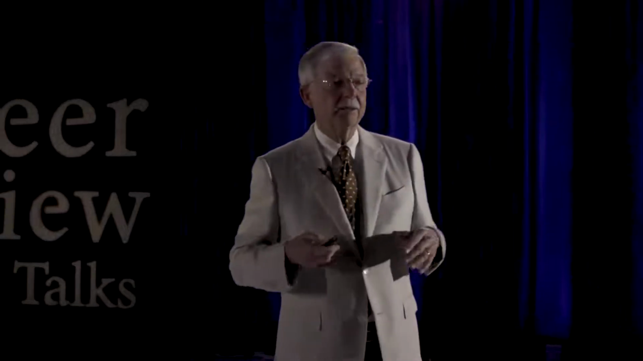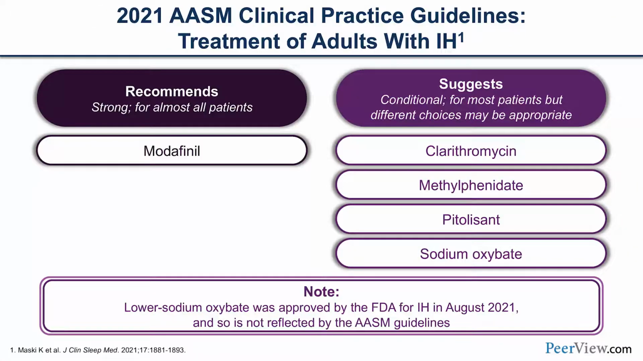Now, the American Academy of Sleep Medicine has now come out with some guidelines in terms of what we might do for idiopathic hypersomnia. We had no drugs approved for idiopathic hypersomnia by the FDA. Now we have one, and that's the lower oxybate preparation has been approved. It was studied and approved last year. We do have recommendations for other drugs, and one of those is methylphenidate.